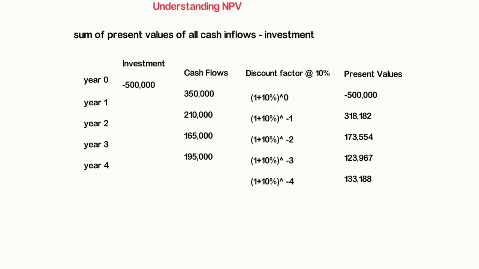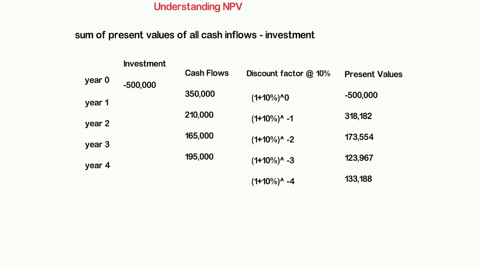$318,000, $182,000, $173,554, $123,967, and $133,188 respectively. Then we add up all the amounts and get a net amount of positive $248,890. This is the NPV of this project. Since the NPV is positive, it is worthwhile for you to accept this project.